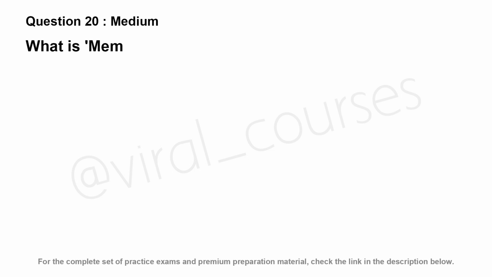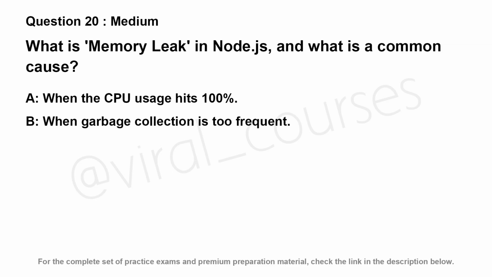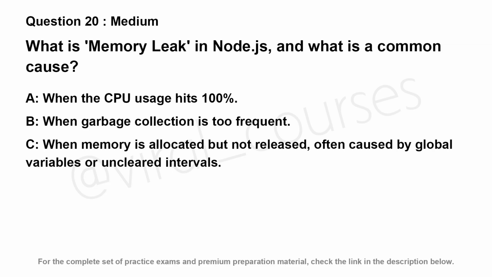What is a memory leak in Node.js, and what is a common cause? Option A. When the CPU usage hits 100%. Option B. When garbage collection is too frequent. Option C. When memory is allocated but not released, often caused by global variables or uncleared intervals. Option D. When the hard drive runs out of space.